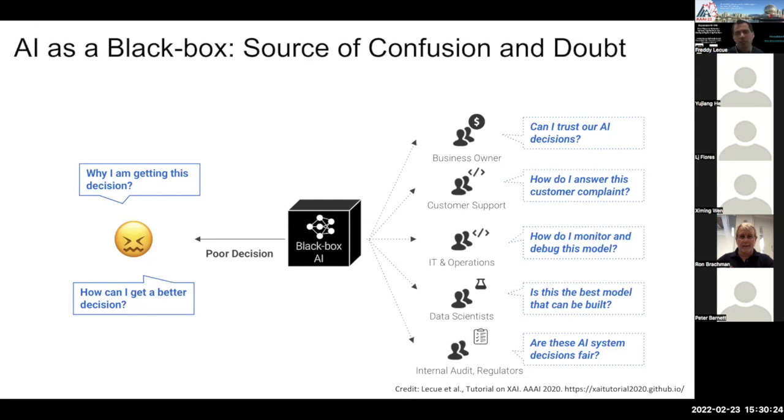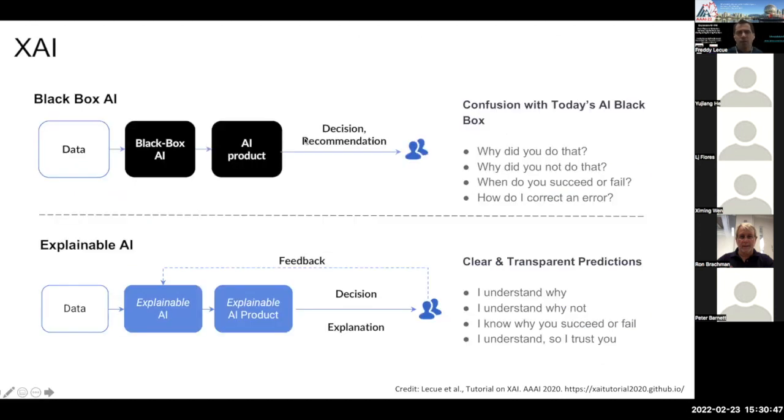But here, there are plenty of questions people are asking. How can I trust a decision? What can I do with it? How do I debug the model? Is it the right prediction? Can I question it? Can I interact with it? So it's a lot of confusion, and it's a lot of work to be done here.